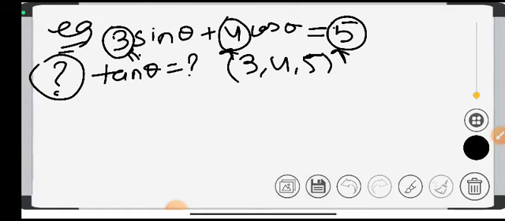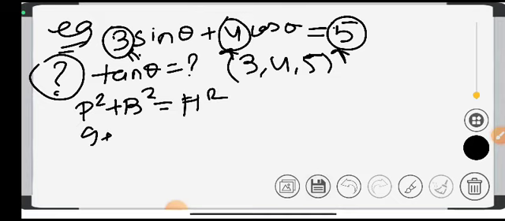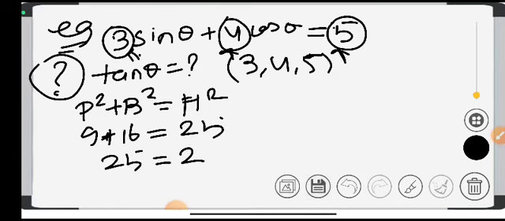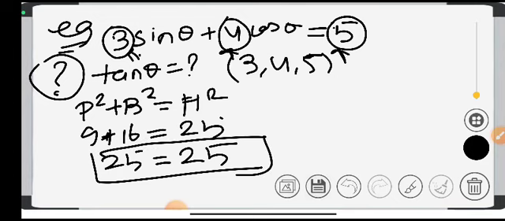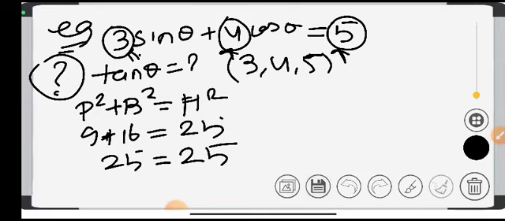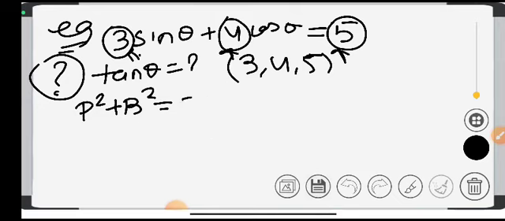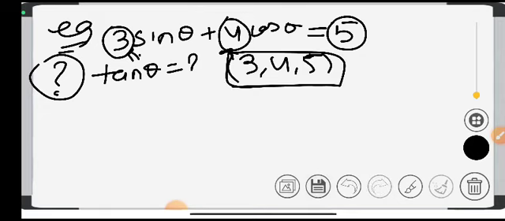this one is hypotenuse. So what you have studied, that is perpendicular square plus base square is equal to hypotenuse square. Perpendicular square 9, base square 16, is equal to 25. The answer will be 25 is equal to 25. Yes, these all form a triplet. Okay, so what should I do right now? I found that these are forming a triplet.